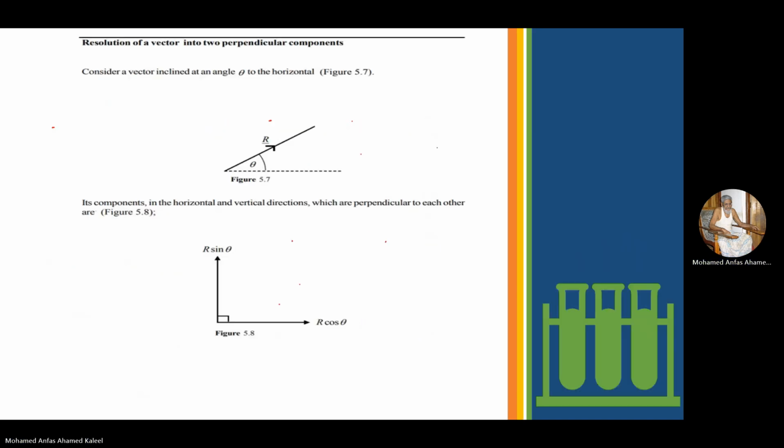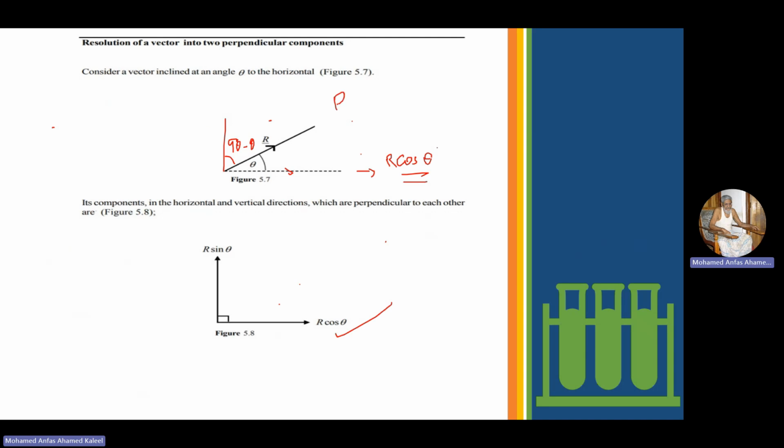You see here, this one also we can say the same concept. What is the angle here? This is 90 minus theta, and this is theta. So this component, what is that? R. Directly you can put cos. What is the angle between this and this? It is theta. So cos theta. The horizontal component is r cos theta. This is correct.